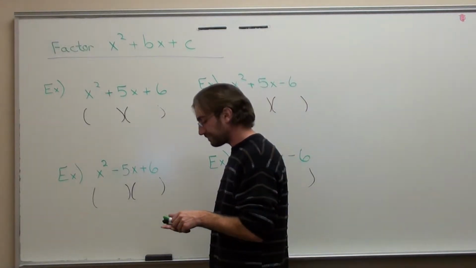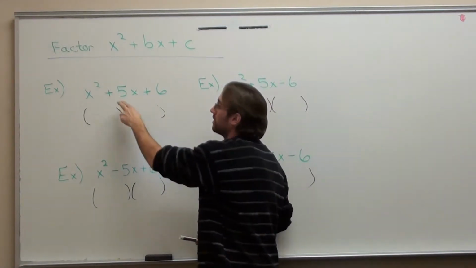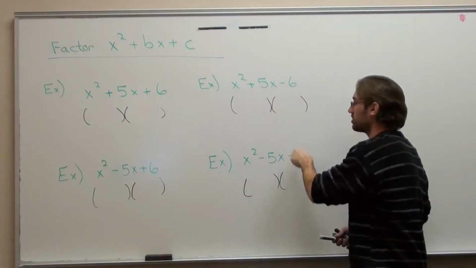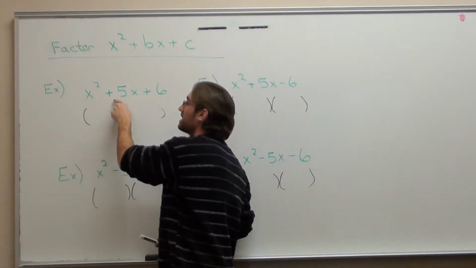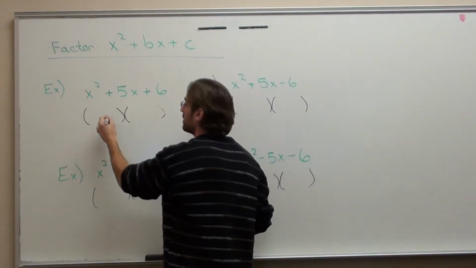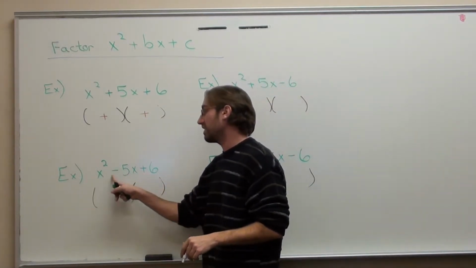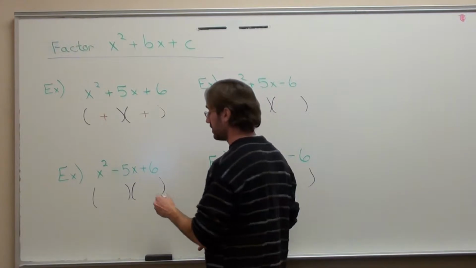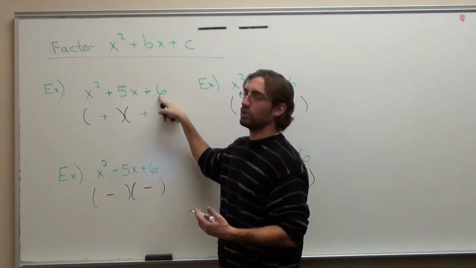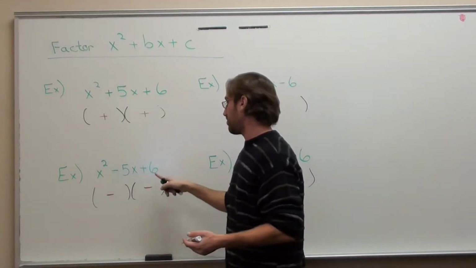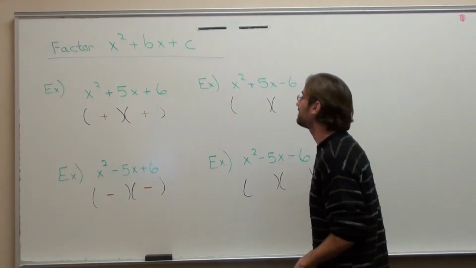Now here's how it works. If the last term is positive, look at the middle term. These don't count because they're both negative. If the middle term is positive and the last term is positive, then you have two positives. It's really that simple. If the last term is positive and the middle term is negative, then you have two negatives. That's because you're trying to find a product that multiplies to be positive 6 and adds to be 5, or a product that multiplies to be positive 6 but adds to be negative 5. We'll go over that one too.